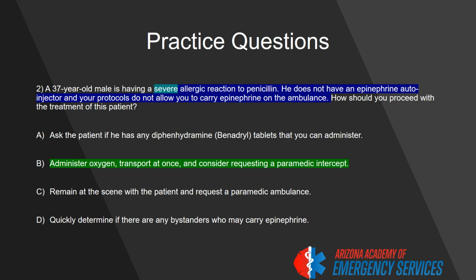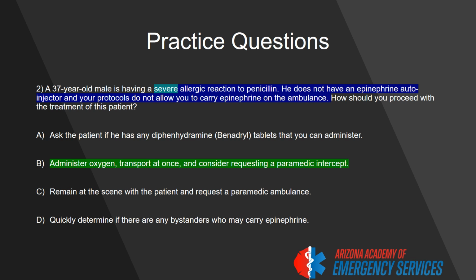Now, the question again in the primary information clearly states that the patient does not have an epinephrine auto-injector, nor do your protocols allow you as a provider to carry epinephrine. So there's no epinephrine on scene. We don't want to have some random bystander come forward, give us their prescribed medication, and administer that to our patient. Case in point, very simply, we're not going to use somebody else's drugs to treat our patient. It's either their drug or it's our drug that we carry. So of course that would make answer option D incorrect.